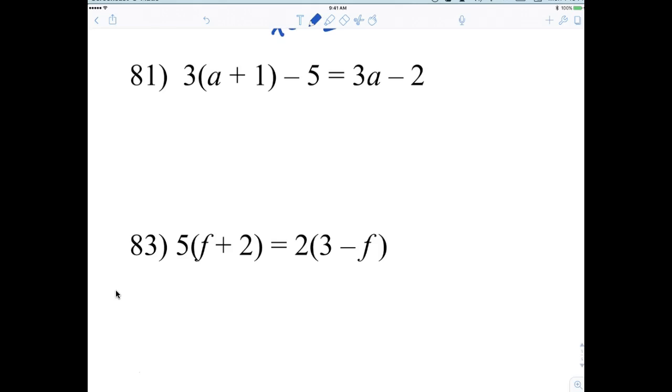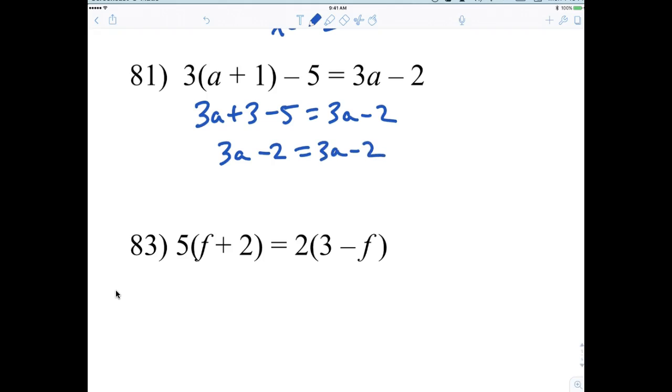All right, let's finish this up now. Sorry for the delay. So here we go. When we're distributing, we have 3a plus 3 minus 5 equals 3a minus 2. Uh-oh, we're having problems now. This becomes 3a minus 2 equals 3a minus 2. When is that true? When is 3a minus 2 equal to 3a minus 2? It's all real numbers. Very smart. That means it's always true.